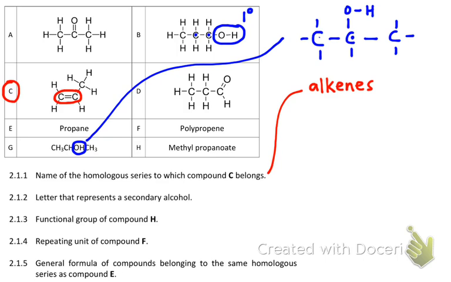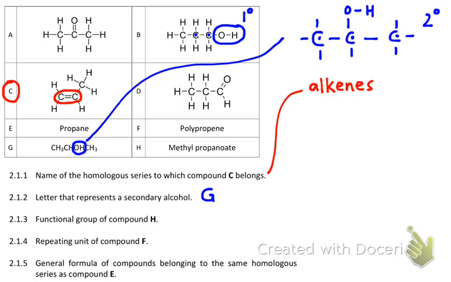Compound G, there's the carbon holding the OH group, and it's attached to two other carbons, so that means it is a secondary alcohol, and so the correct answer to 2.1.2 is compound G is a secondary alcohol.